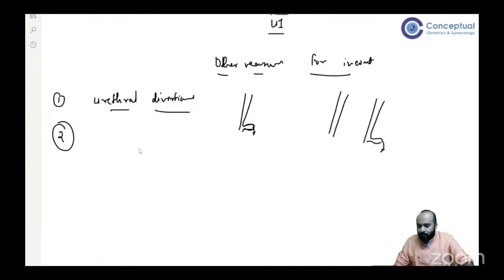Next, you have an ectopic urethra. Ectopic urethra is basically a urethra that is not opening at its usual external urethral meatus, it is opening elsewhere on the anterior vaginal wall.